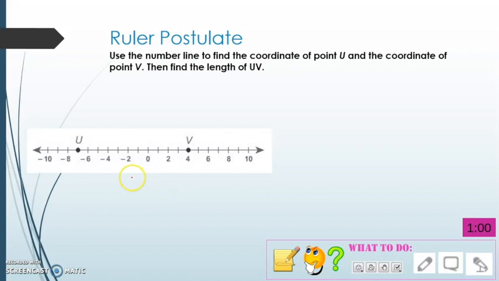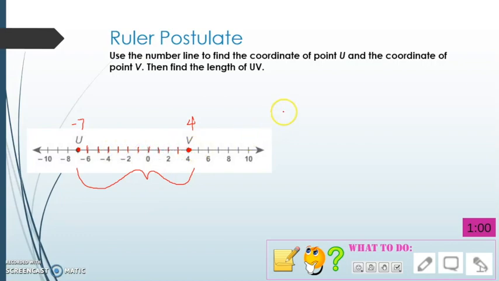So, for example, if we wanted to use the number line to find the coordinate point of U and the coordinate point of V, then find the length of UV, we could do that easily. So we see where U is. U is located at -7, and then V is located at +4. If we want to find the distance between them to find out how long the segment UV is, we could obviously count every single space that's in between.